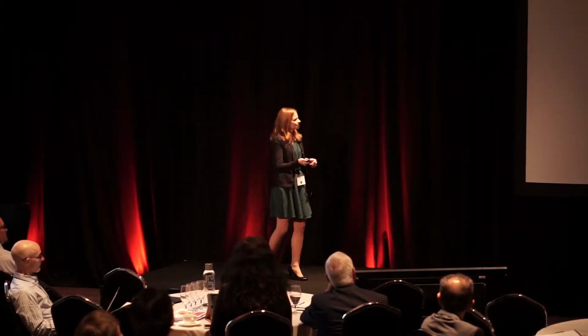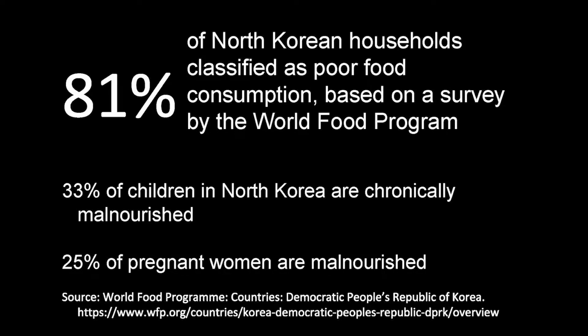All right, so after the students watched that video, I asked them, what did you observe? And so they point out that they saw tanks, helicopters, airplanes, lots of guns, lots of people in the military, right? And then I share with them this statistic from the World Food Program, that 81% of North Korean households are classified as having poor food consumption based on a survey by the World Food Program. So they are experiencing regular chronic food shortages in North Korea. In fact, 33% of children in North Korea are chronically malnourished. 25% of pregnant women are malnourished.